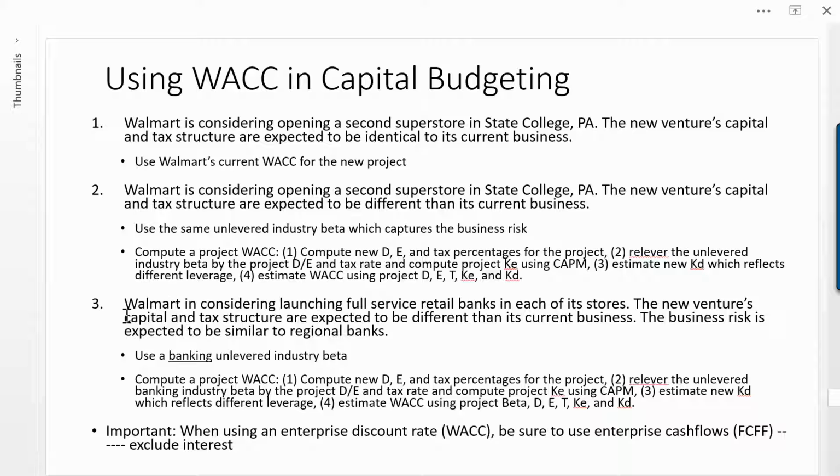Now, what I would do in that case, I would not use Walmart's current WACC. What I would do is recompute WACC using a banking unlevered industry beta. So I go back to Damodaran's website, find a retail banking industry unlevered beta, relever that beta for Walmart's expected D to E ratio for their new banking venture, estimate what the cost of debt would be, say, the credit rating of that individual banking business standing alone, and calculate that as the WACC. Use that as the discount rate for the NPV of the project or the hurdle rate for IRR.